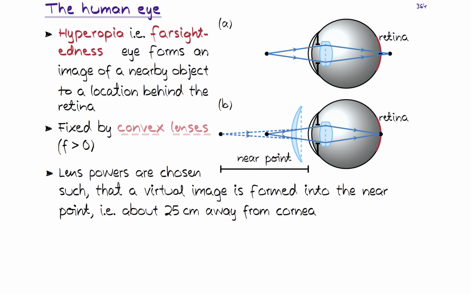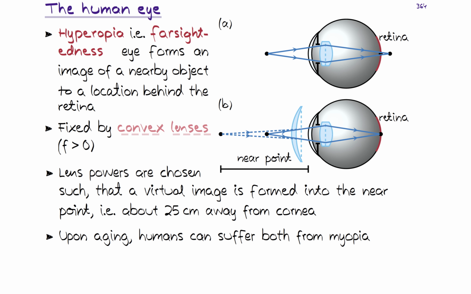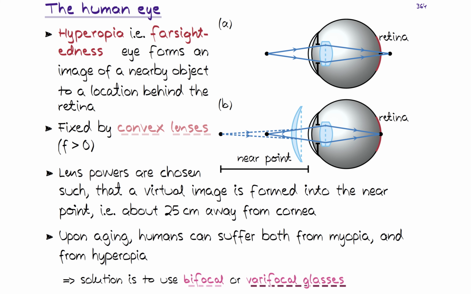But when we grow older, the near point will get longer. Already waiting for that, from the optical point of view, not from the personal point of view. Upon aging, humans suffer both from myopia and also from hyperopia, so that hyperopia actually starts happening for many of us. And then the solution is to use bifocal glasses, also known as varifocal glasses. As the name suggests, we have glasses with two different optical focal lengths inside the glass.